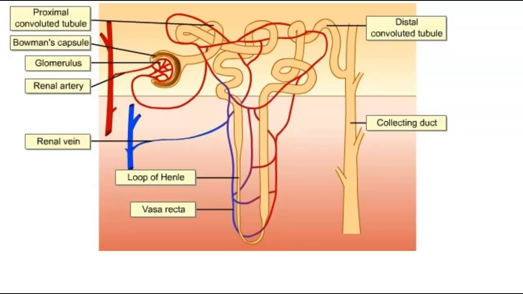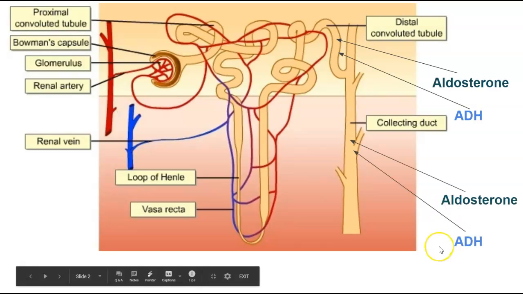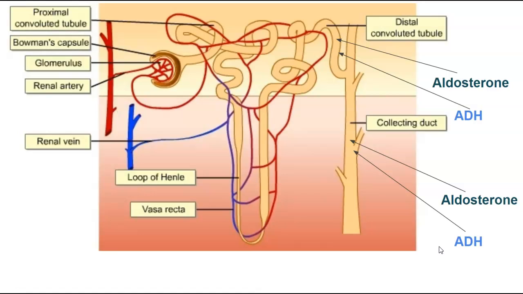But this time we have to talk about what hormones control some of that water reabsorption. So our two hormones are ADH and aldosterone. They specifically come into the distal tubule, which is kind of the second last place in our nephron. They also come into the collecting duct, and they will tell water to be reabsorbed back into our blood from these two specific places in our nephron.